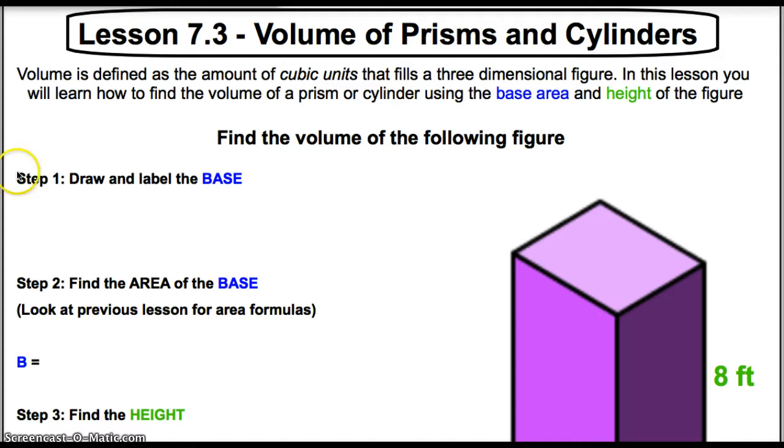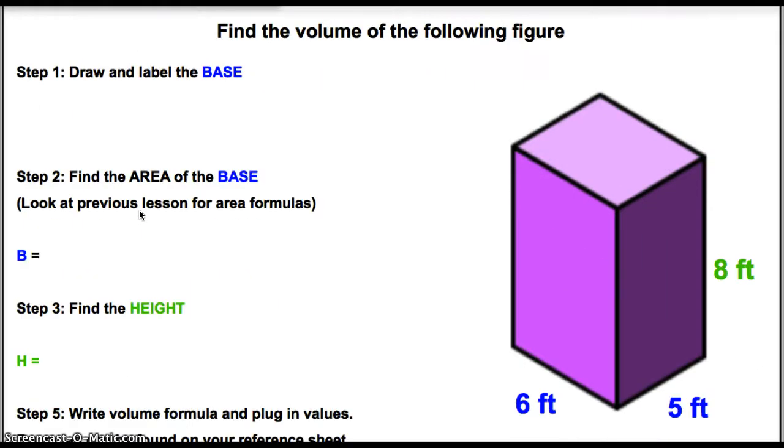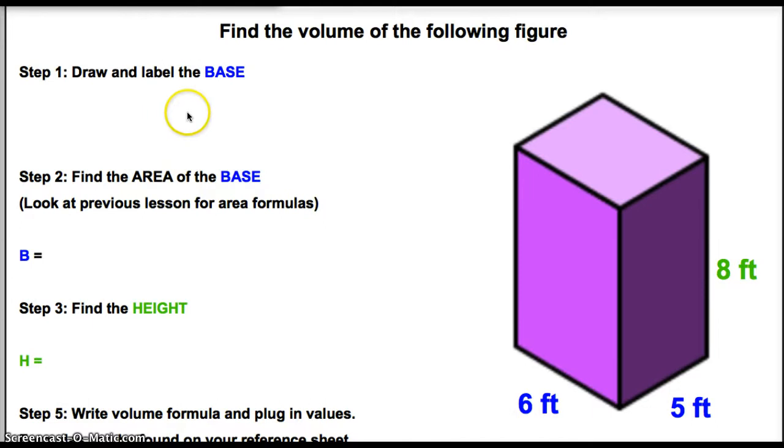So the first thing we're going to do is find the volume of the following figure. We look to our right, and this looks like a rectangular prism. The first step is to draw and label what the base looks like. It's going to help you out a lot. So let's find the base. The base is down here, the bottom of our figure. If we were to draw it in two dimensions, it would just look like a rectangle. We also want to label it, so the length would be 6 and the width would be 5.